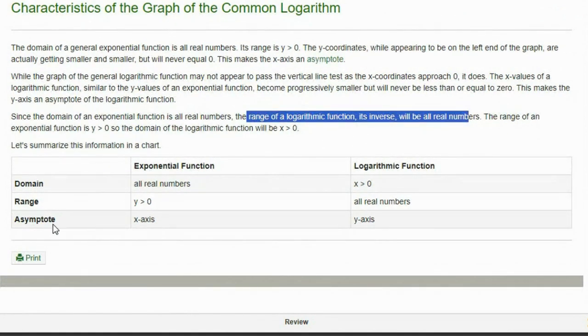The domain, the range, and the asymptote. For an exponential function, all real numbers and y is greater than 0. The x-axis is an asymptote. For a logarithm, it's just the opposite. X is greater than 0, y is all real numbers, and the y-axis is the asymptote.